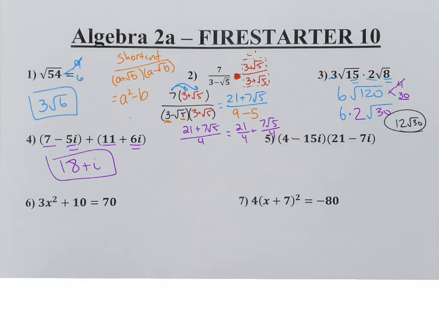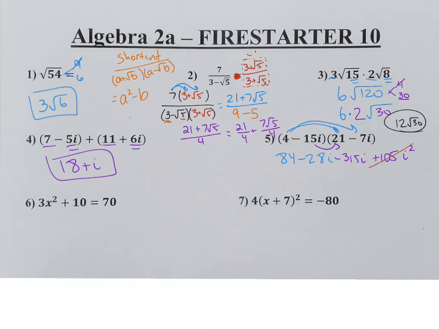5 is a FOIL problem because there's nothing between parentheses, so I do 4 times 21, which is 84. 4 times minus 7i, which is minus 28i. Now I do the inside, minus 15i times 21, so I do minus 15 times 21, which is negative 315, and I add the i. Now I do minus 15i times minus 7, so I just do minus 15 times minus 7, becomes 105, and I make it i squared.